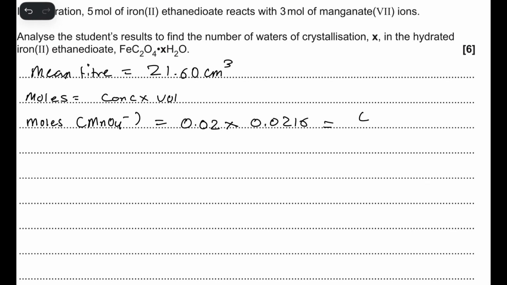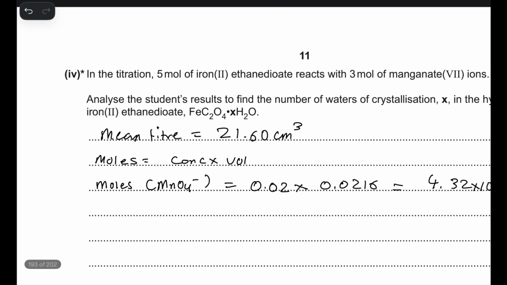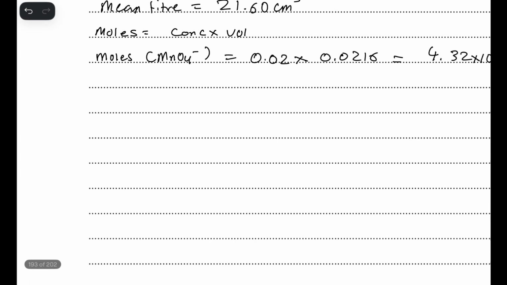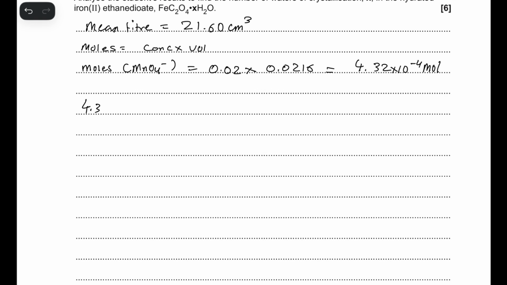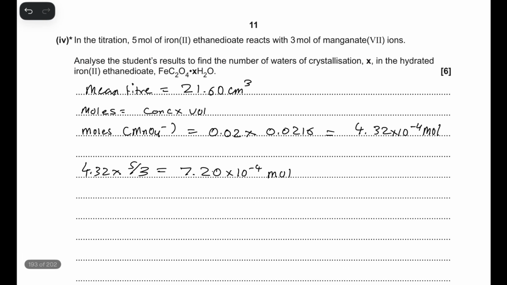So then we're going to get 4.32 times 10 to the minus 4 moles. Cool. Now they told us that it was a 3:5 ratio, right? So given it's a 3:5 ratio, I'm going to do 4.32 multiplied by 5 over 3, which is going to get me to 7.20 times 10 to the negative 4 moles of our ethanedioate ions.